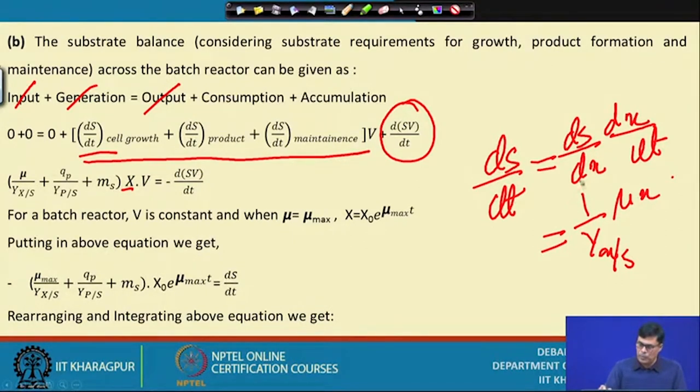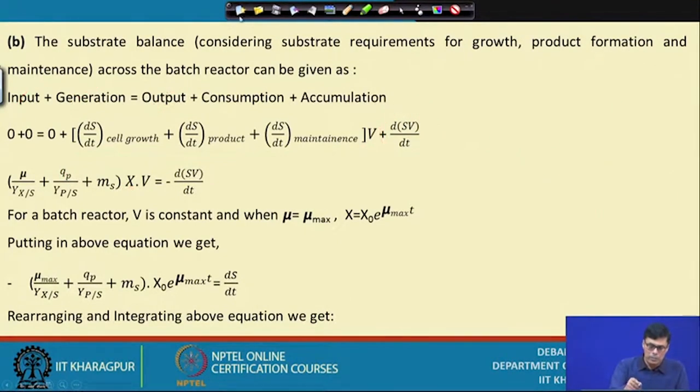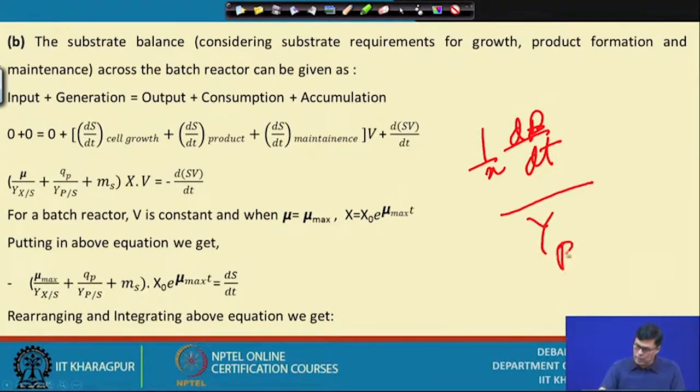we can also write the substrate use for the product in a similar way, the ds by dp into dp by dt. So, what is qp? qp is the specific product formation rate. What is the specific product formation rate? 1 by x dp by dt, am I right? Now, divided by Yp/s. Yp/s equal to dp by ds. The dp by dp will cancel, giving ds by dt. And if you multiply it by x, then we will get the substrate required for the product formation.